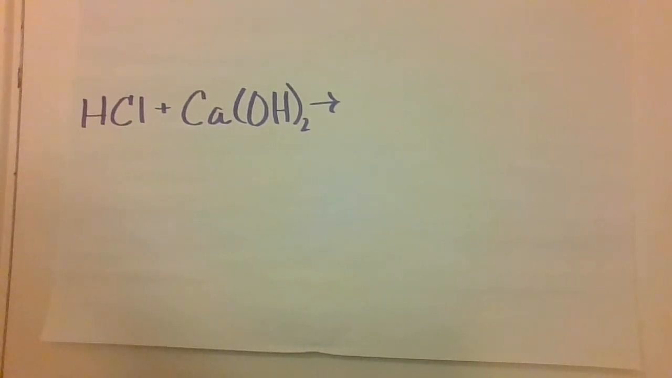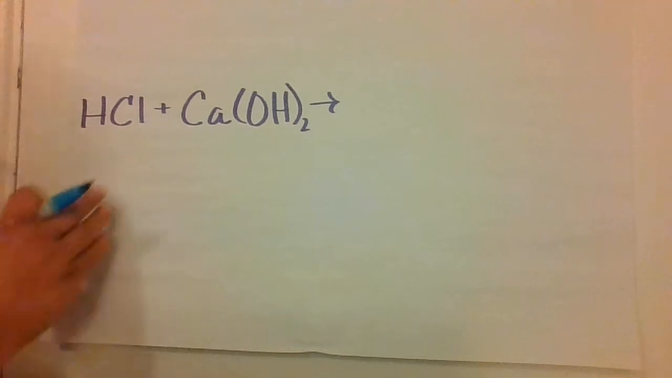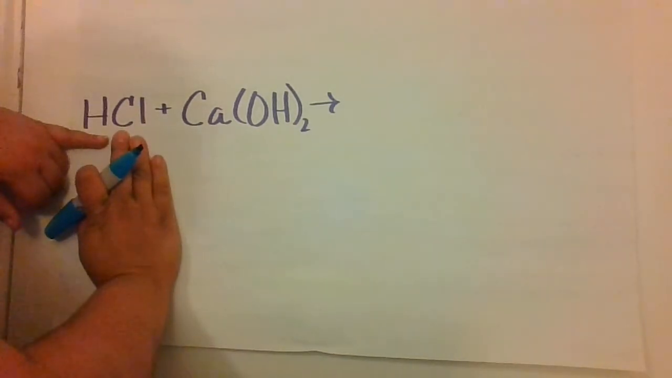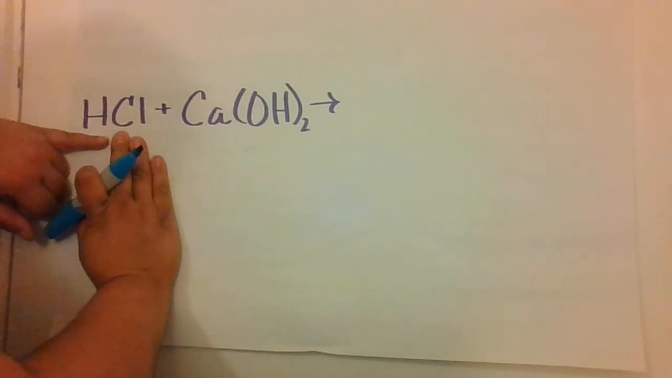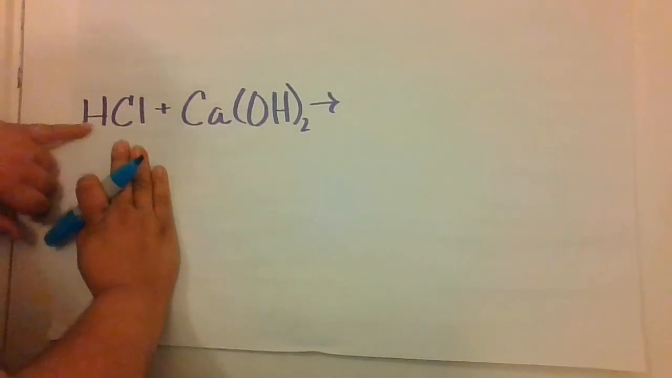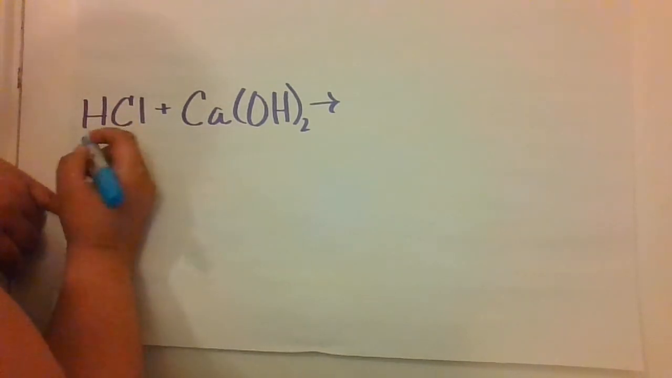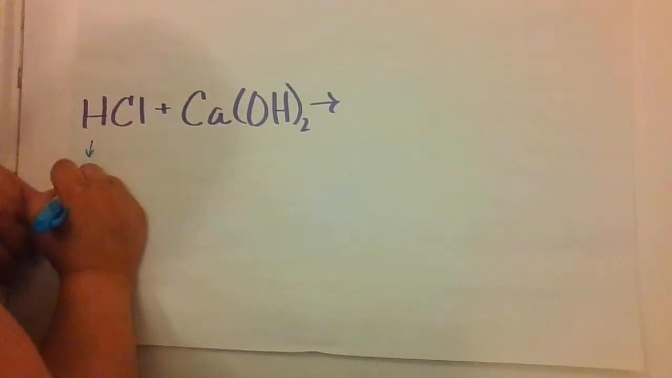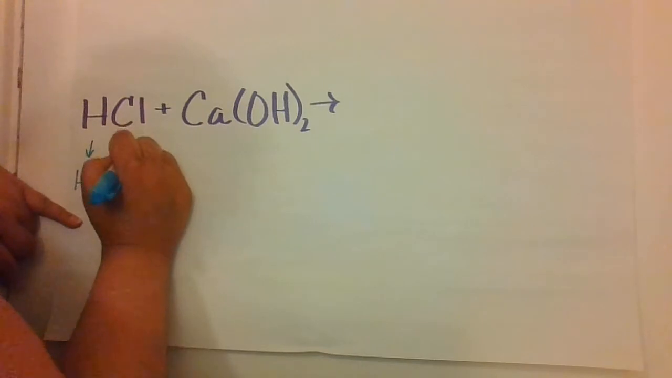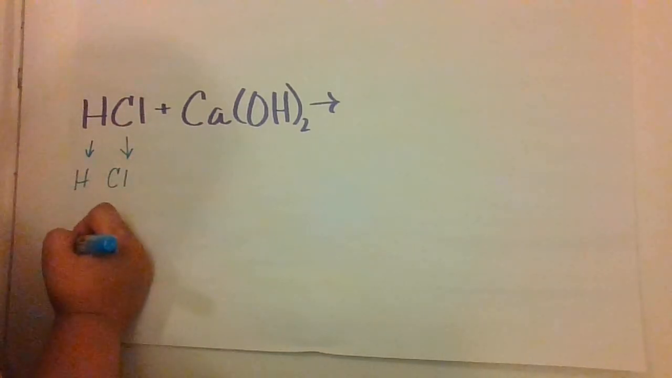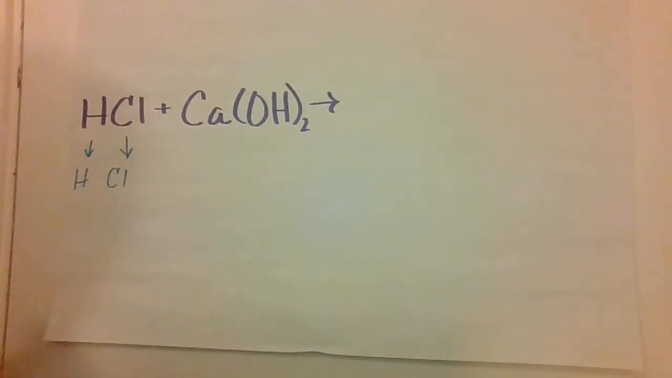So we mentioned in our naming video the crisscross method. We know here that hydrogen and chlorine have a +1 and a -1 charge. So there's no need to do any changing with that. So we know we're going to end up with 1 hydrogen. We're going to have 1 chlorine. But let's take a look here.